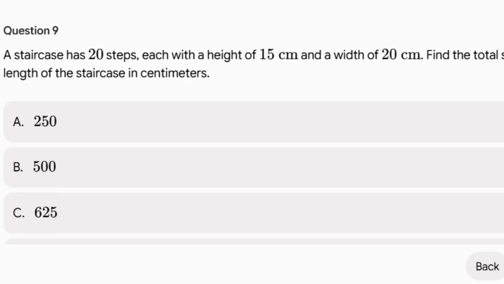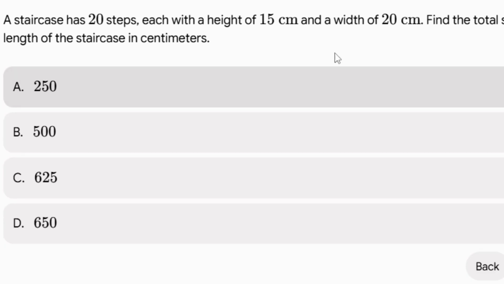Next problem. A staircase has 20 steps, each with a height of 15 centimeters and a width of 20 centimeters. Find the total slant length of the staircase in centimeters.